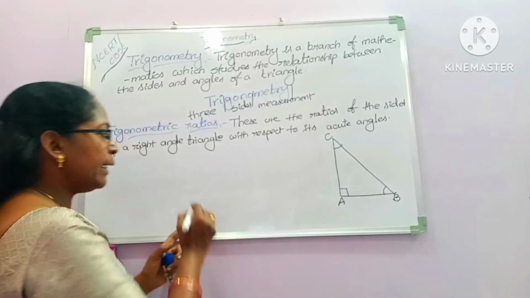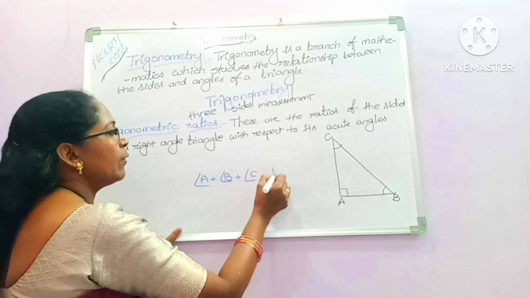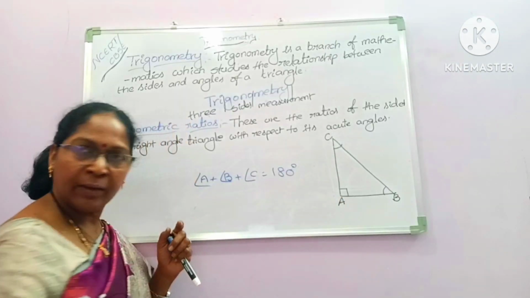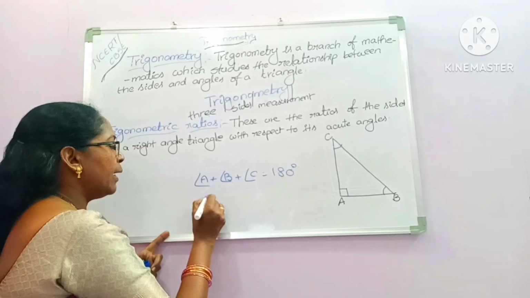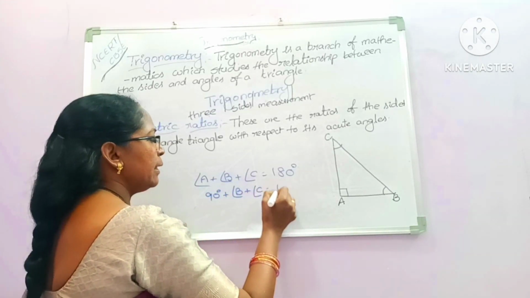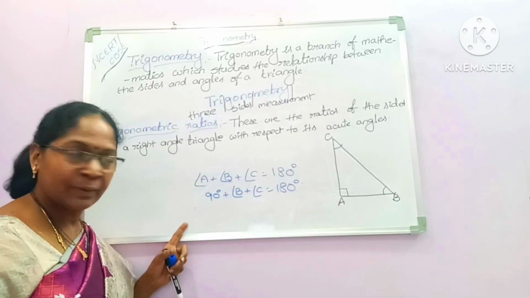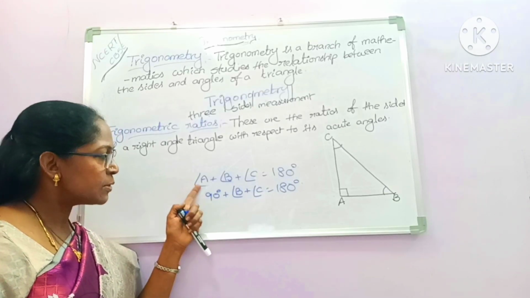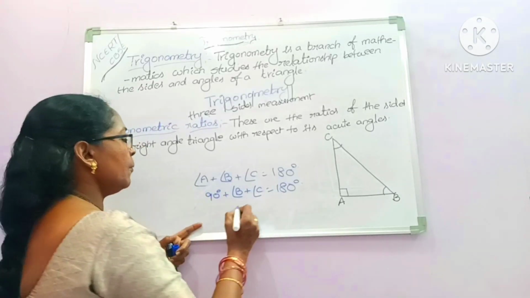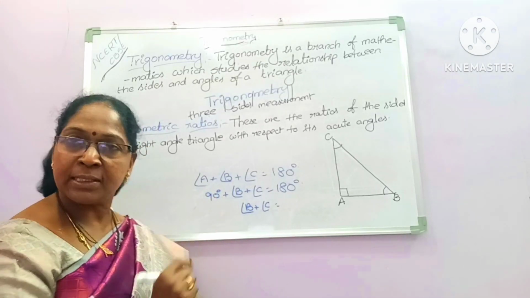That means angle A plus angle B plus angle C equals 180 degrees. Here angle A equals a right angle, I already told. Angle A equals a right angle, meaning 90 degrees, plus angle B plus angle C equals 180 degrees. This is the angle sum property. Here we know this value, so substitute 90 degrees instead of A. B and C we don't know the values, so angle B plus angle C are variables and this is a constant value.